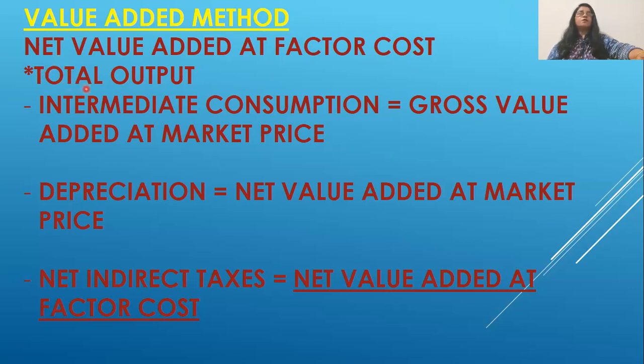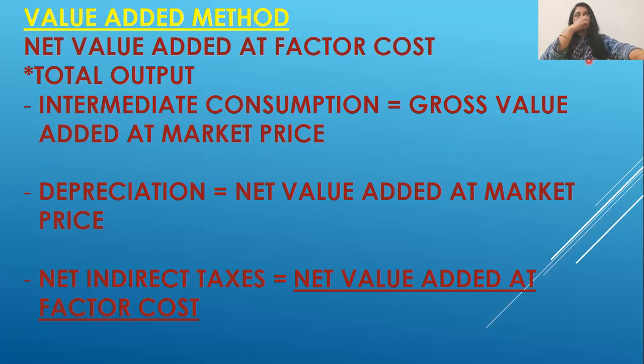Now, first we are given total output. Total output means total production we have done. The value of total production is known as total output. I hope that you have understood. So total output, and then there is intermediate consumption. Intermediate consumption means whatever expenses we make during the process of production, like buying raw material, or buying machines, or paying our workers, or paying the electricity bill, all this is intermediate consumption. So when we deduct intermediate consumption from total output, we get gross value added at market price.